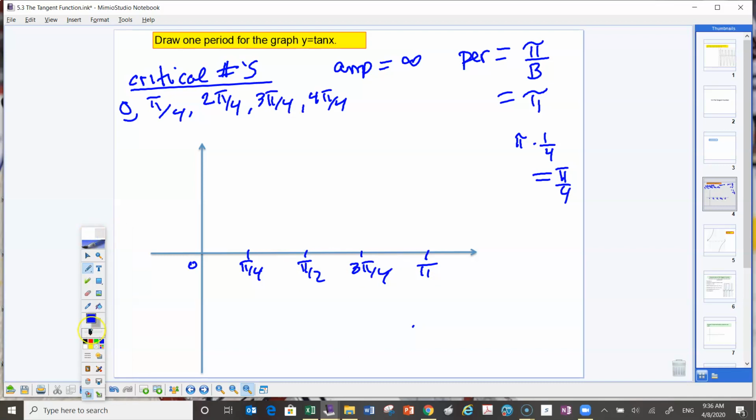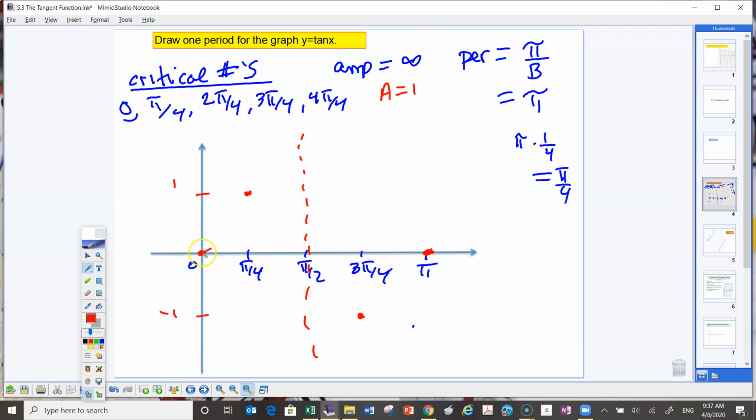Now for tangent, the first point, which is 0, and the last point, which is pi, will be on your horizontal axis. Your middle critical number is going to be your vertical asymptote. And we should note that a is equal to 1 in this case, because the number in front of tangent x is 1. That's kind of our stretch factor for our tan graph. So at these midpoints of pi over 4 and 3 pi over 4, at pi over 4, I'm going to have a value of 1, because a is 1. And at 3 pi over 4, I'm going to have a value of -1.